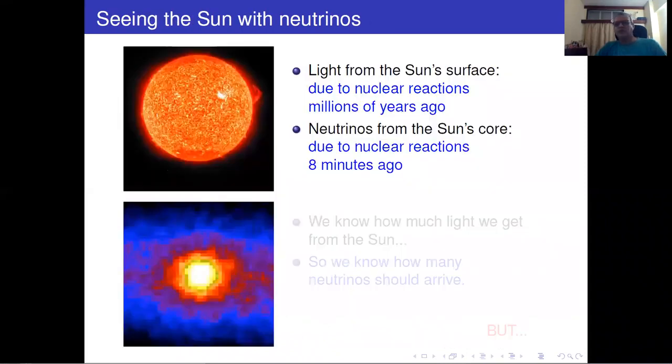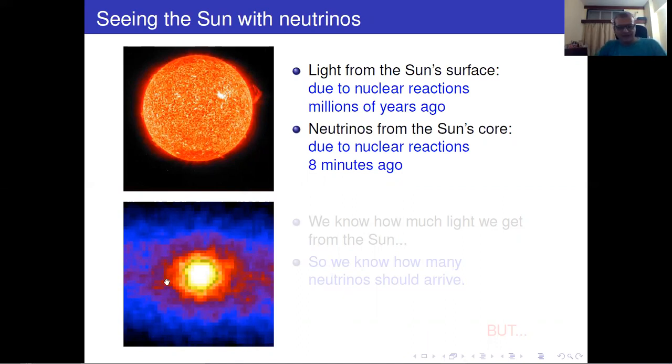So, first target achieved, we can see the sun with neutrinos. The picture that you see on top is a very familiar one. You take it from a camera, put an exposure of 1/5000th of a second, and you get this picture of the sun. In this picture, you see light from the sun surface. Now, the light that appears here actually is because of nuclear reactions happening millions of years ago. The reason is that the photons which are produced in the nuclear reactions in the core actually take about a million years to scatter and come to the sun surface, because photons keep on scattering in the sun.